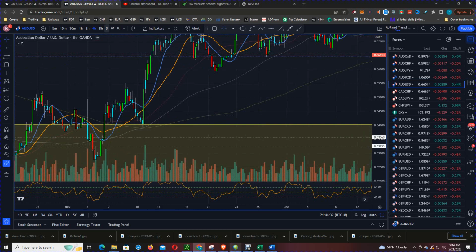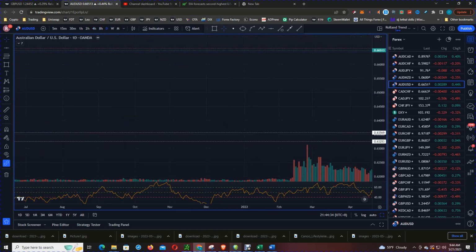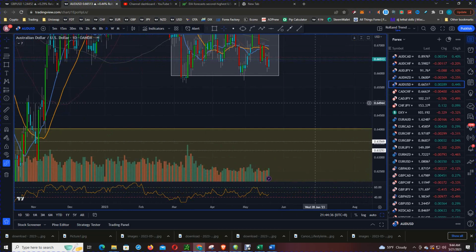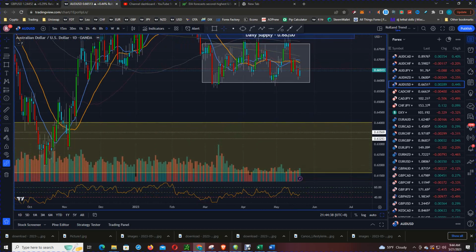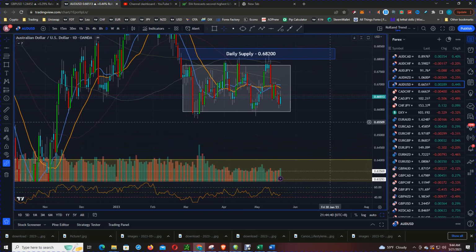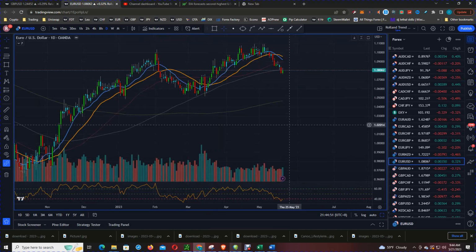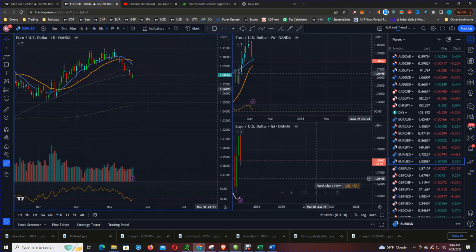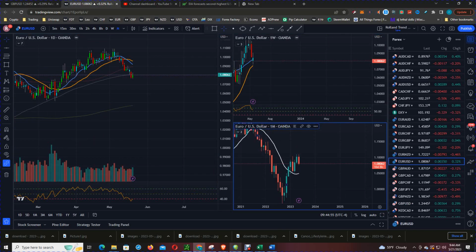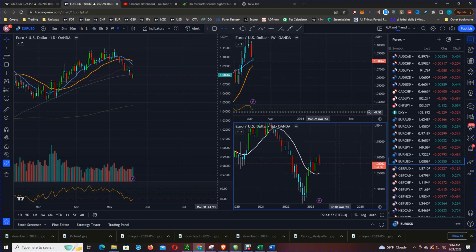All right, go back up to the daily chart. All right, so that's the analysis on the Aussie USD. Let's go to the Euro USD. And we're going to start with the monthly chart.